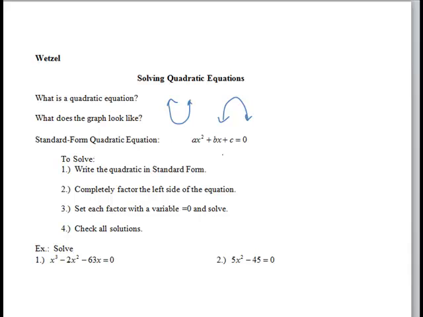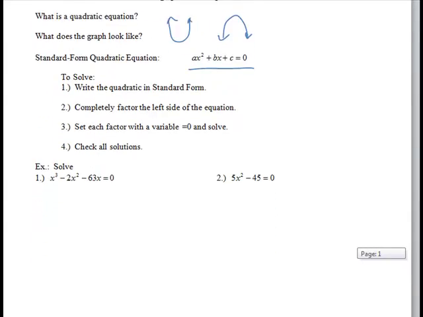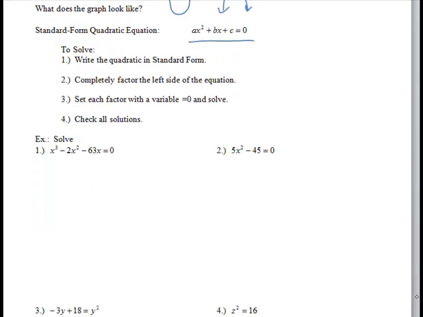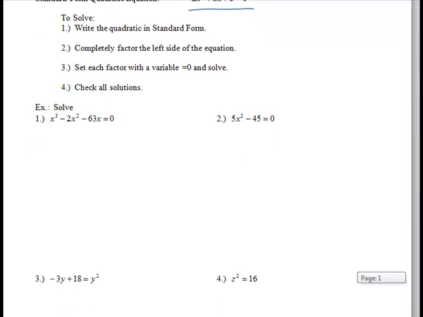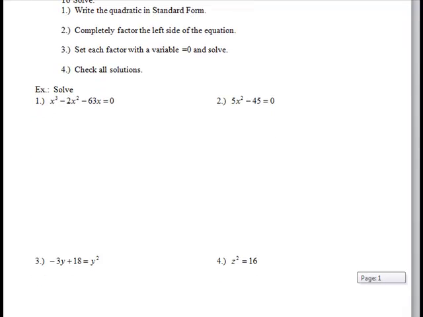The standard form for a quadratic equation is ax squared plus bx plus c equal to 0, and this is the form we want to begin by getting the equation in. If it's not already in standard form, get it into this form, with all the terms on one side of the equation, setting it equal to 0. Then we're going to basically just factor, following all the same factoring steps that we've been working on. Once it's completely factored, we set all the factors that have a variable equal to 0 and then solve each one of those remaining equations.